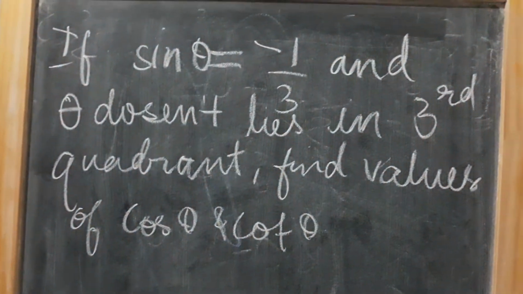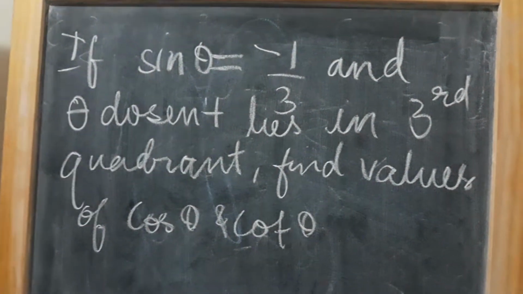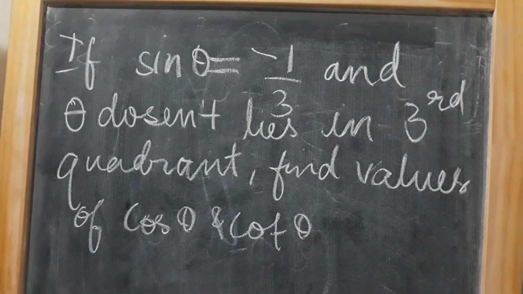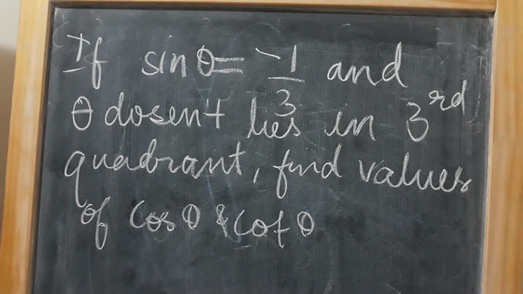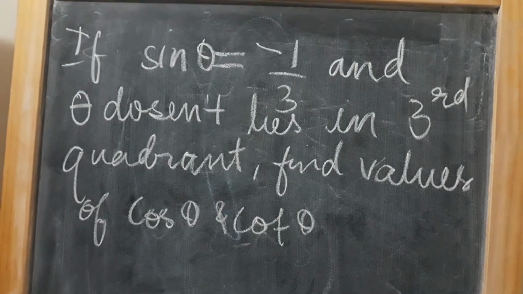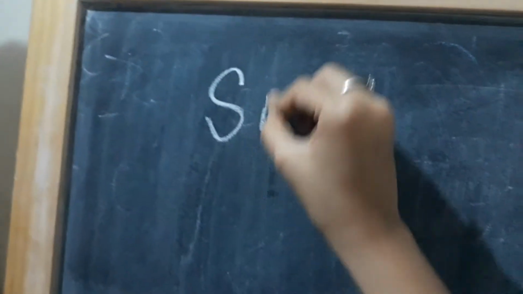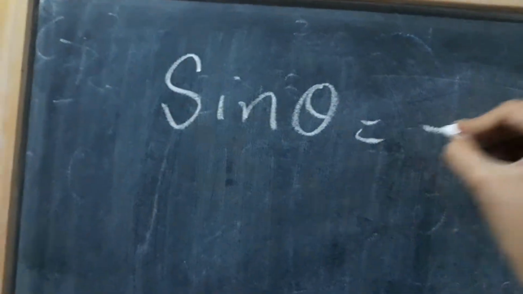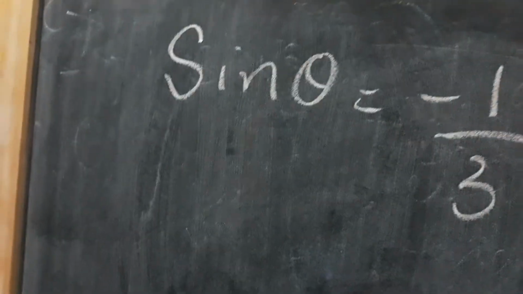In this video we are going to solve this question related to trigonometry: if sine theta is equal to minus 1 by 3 and theta does not lie in the third quadrant, you need to find the values of cos theta and cot theta. So let us start. It was mentioned that sine theta is equal to minus 1 by 3.